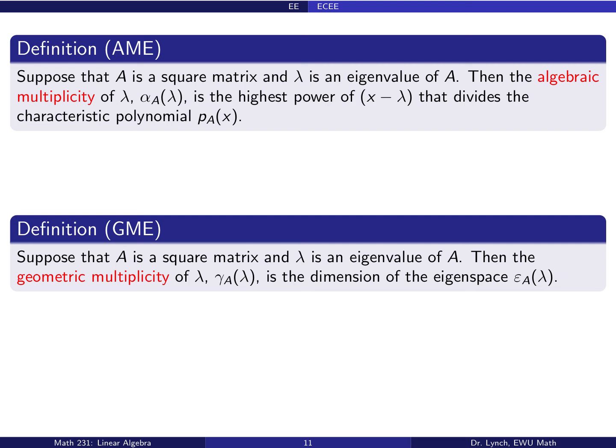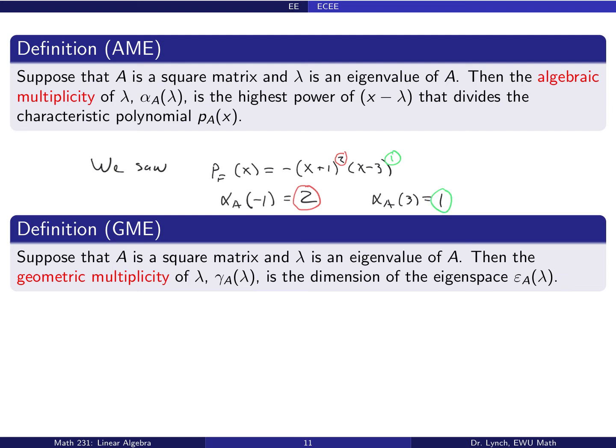Alpha sub A of lambda, the algebraic multiplicity of lambda corresponding to some matrix A, is the highest power of x minus lambda that divides the characteristic polynomial. Just as an example, for this matrix F, we saw that the characteristic polynomial can be written as minus the quantity x plus 1 squared times the quantity x minus 3. We can see pretty quickly that the highest power of x plus 1 is 2, so the algebraic multiplicity is 2. And the highest power of x minus 3 is 1, so the algebraic multiplicity there is 1.